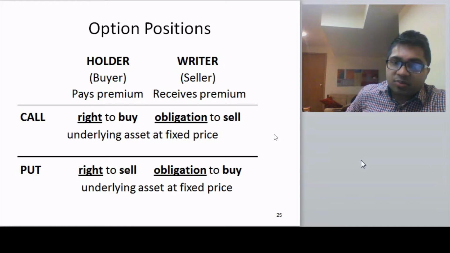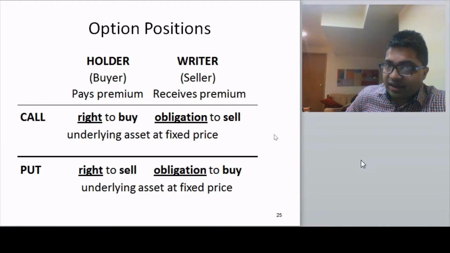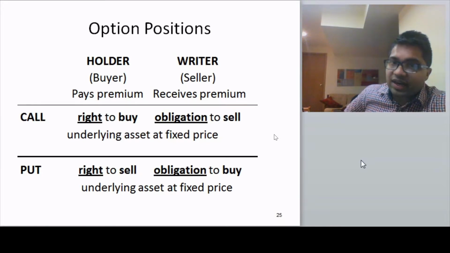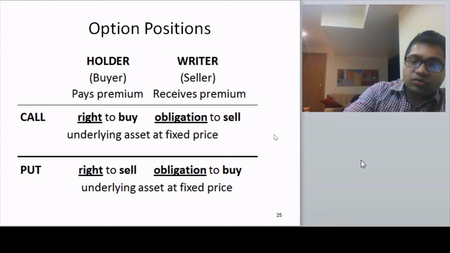Option positions: the call buyer pays premium, the call writer receives premium. A call option is the right to buy the underlying asset. The call writer has the obligation to sell at a fixed price. A put option is the right to sell. The put buyer pays premium, the put writer receives premium. The put writer has the obligation to buy.